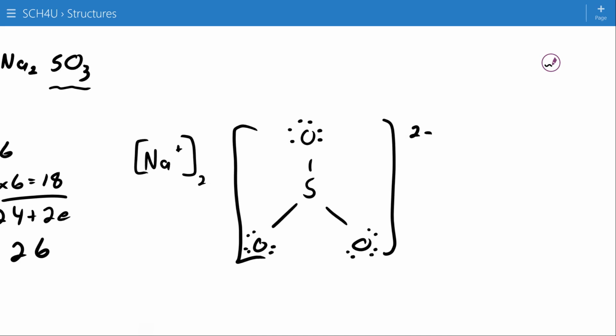Again, a quick reminder that when you're octetting everybody, don't forget to octet your central atom as well. So let's count here. 2, 4, 6, 8, 10, 12, 14, 16, 18, 20, 22, 24, 26. I think I'm okay, but I was having a little trouble counting there, so I'm going to try it one more time. 2, 4, 6, 8, 10, 12, 14, 16, 18, 20, 22, 24, 26.